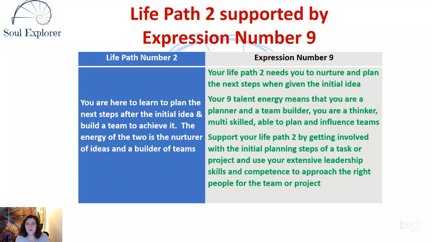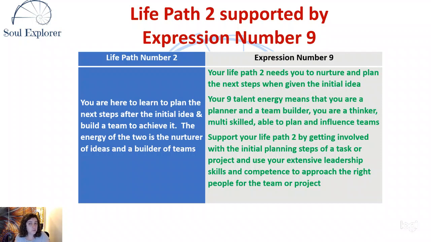The energy of the 2 is very much the nurturer, the ideas nurturer and the builder of teams. So your life path 2 needs you to nurture and plan the next steps when given an initial idea, because you're not necessarily the person that channels that idea. You're the nurturer of that idea. But your 9 talent energy means that you are a planner. You are a natural team builder when you use it, of course. You might not use your talent energy appropriately all the time, but you have that ability there to use.